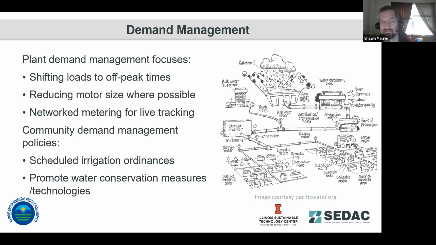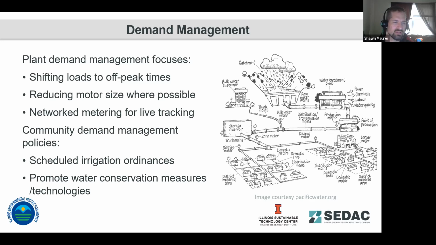Can you, for an example, we went to a community here locally that had scheduled an irrigation period for their communities where odd numbered street numbers could irrigate in the morning, even numbered street numbers could irrigate in the afternoon. Once they implemented that policy, they saw their high service pumps reduce their run times from nearly 22 to 24 hours a day back down to 4 to 5 hours per day, just from that simple ordinance.